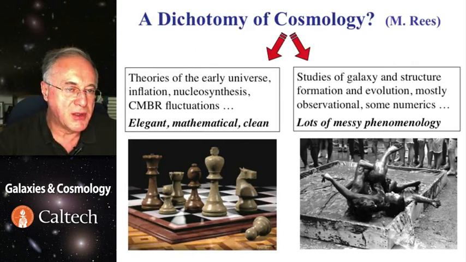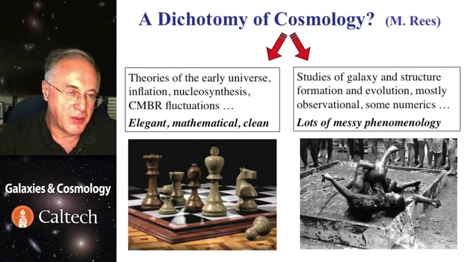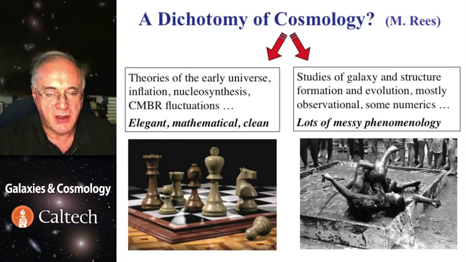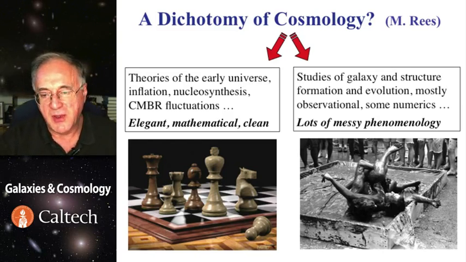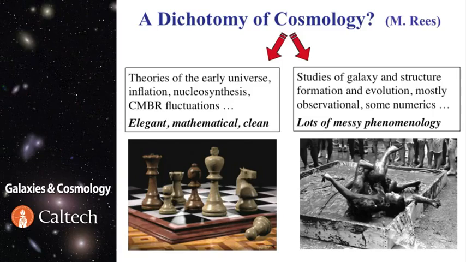Martin Rees suggested that cosmology today is now developing in two directions, one of which he compared to chess, which is theoretical, elegant cosmology, which is very precise and clean, and the other one, which is observations of galaxy formation, which is messy, and he compares it to mud wrestling. Both of them are important and interesting.